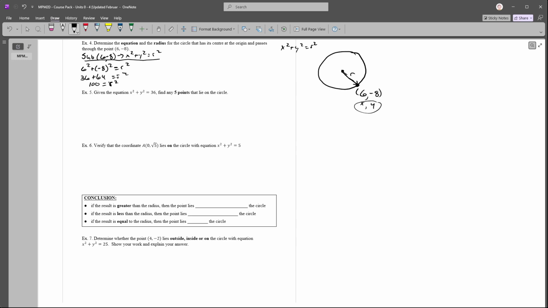Now, we technically know r squared right now. So this is actually enough to write out the equation, which was the first part, because the equation is x squared plus y squared is equal to r squared. But the question also asks for the radius. So we have to take this one step further.